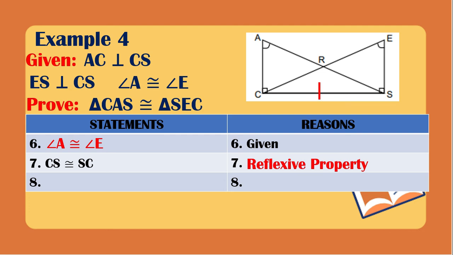And then for the last statement, we will have the statement in the proof part. We have triangle CAS is congruent to triangle SEC. And then our reason will be, we already have the angle, and non-included side. So that is AAS theorem. So that's how we prove triangles using two-column proof.